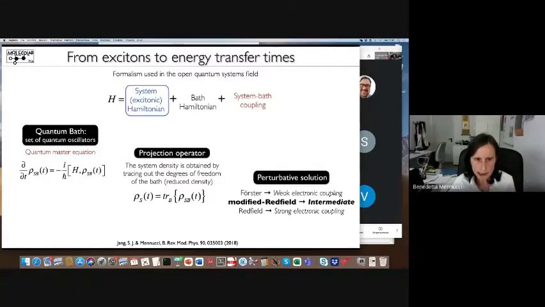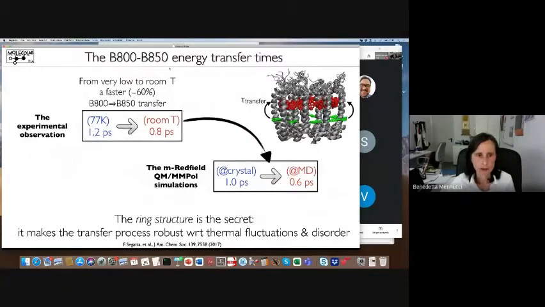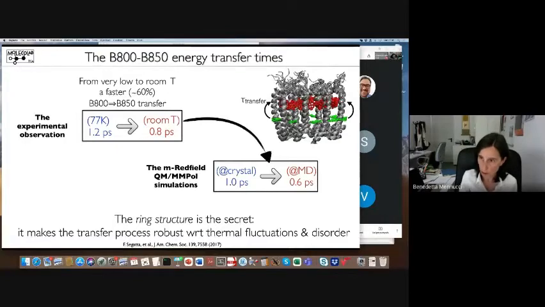So by doing that, what do we get? This is the experiment. In the experiment, the transfer time from one ring to the other is of the order of 1.2 picoseconds at very low temperature, and when you increase the temperature to room temperature, the transfer time is shorter. So in our calculation, indeed, we see this shortening of the transfer time that, again, we can explain in terms of the localization that we have seen in the spectroscopy.